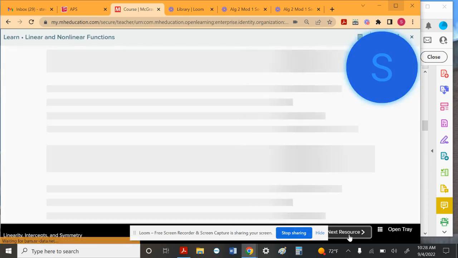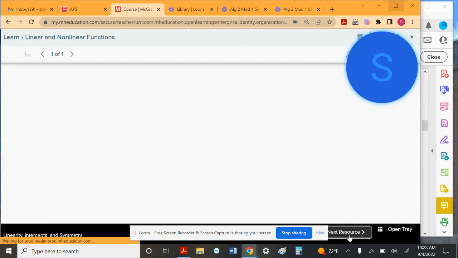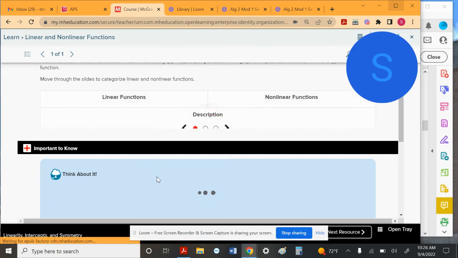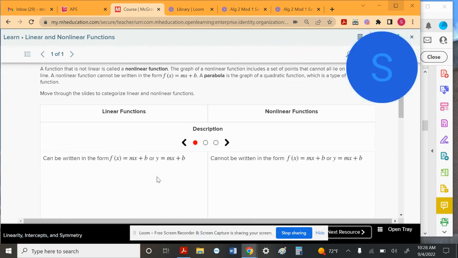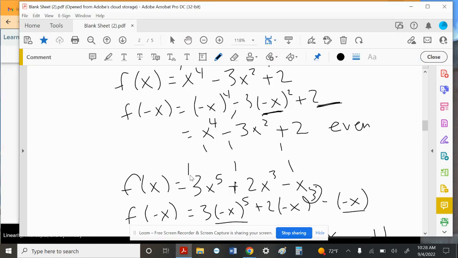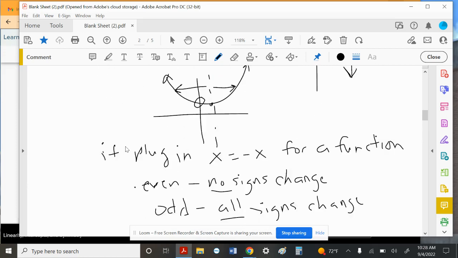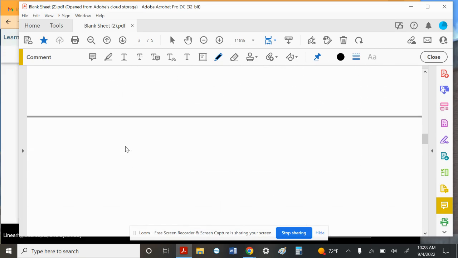So linear and nonlinear functions, it's important to understand the difference between the two. A linear function can be written as f of x equals mx plus b, or y equals mx plus b. That's a line. And remember that the important part about a line is that if x and y are both to the first power and they are separate, then it's going to be a line. Okay, so I'm going to go through a couple more examples.